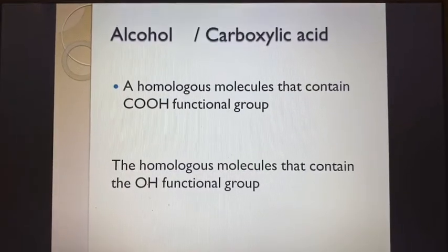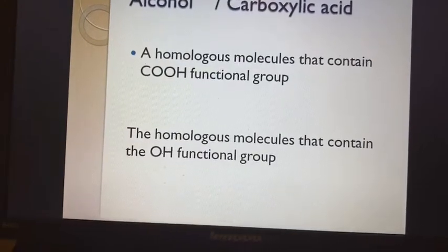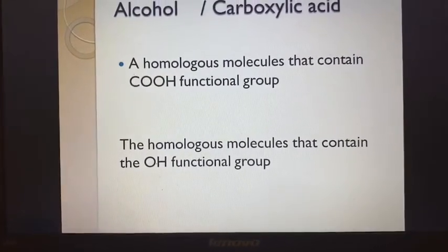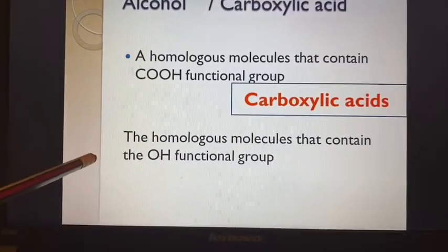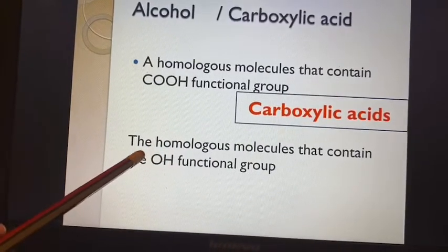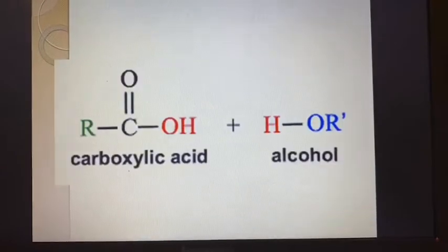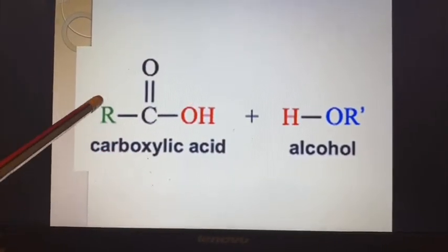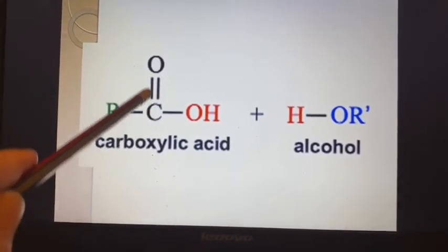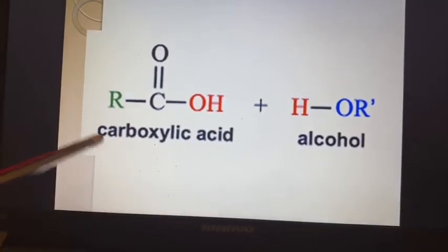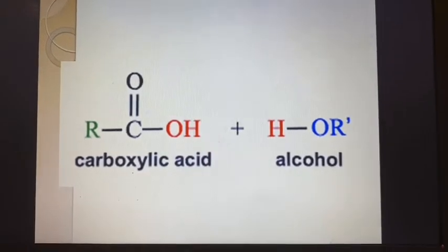We have talked about alcohols and carboxylic acids. We said carboxylic acids are a homologous series with the functional group COOH, while alcohols are homologous molecules with the functional group OH. Remember that R is a long chain of hydrocarbon. Any hydrocarbon that contains this group is called a carboxylic acid, while one that contains the OH group is an alcohol.